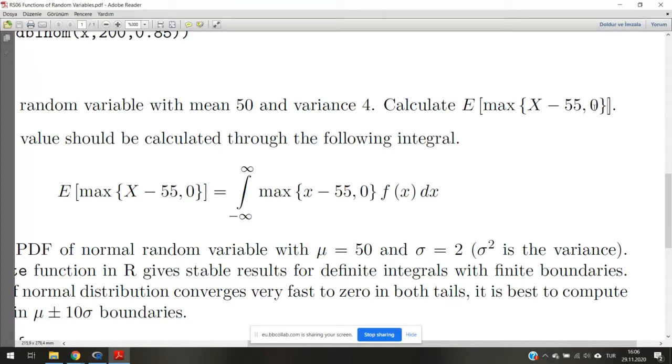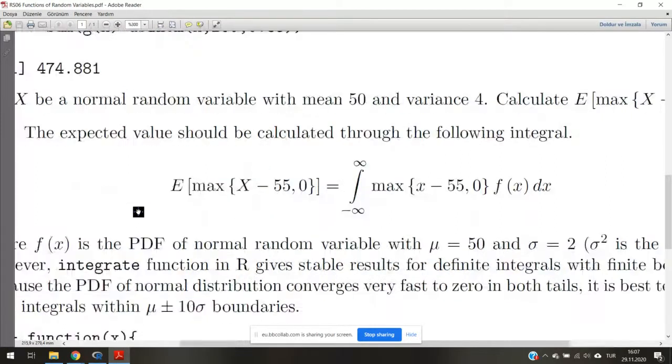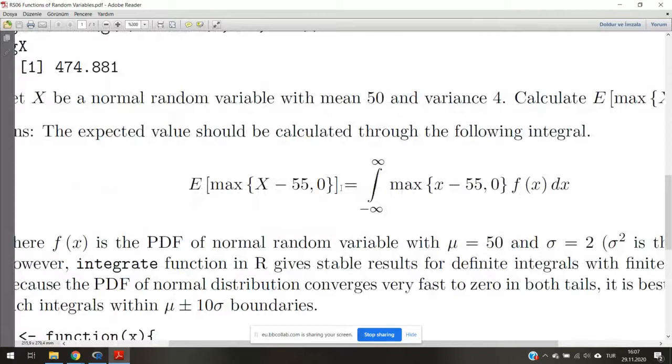So the response of the function can either be 0, but if the realization is greater than 55, then it is going to be equal to x minus 55. So our objective is to calculate the expected value of this function, the expected value of the maximum of x minus 55 and 0.